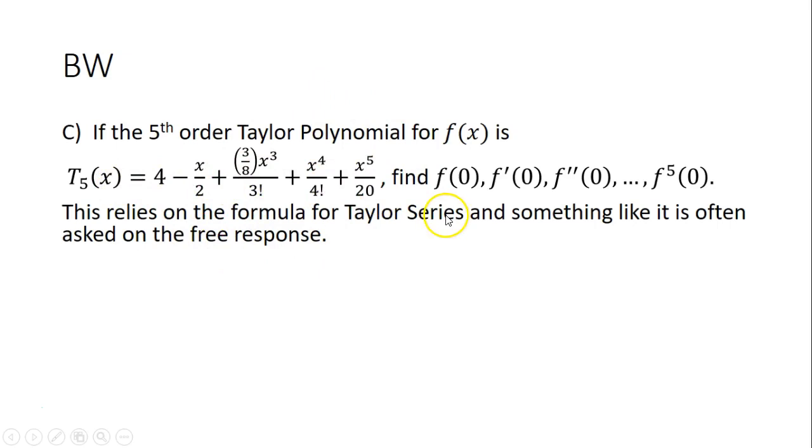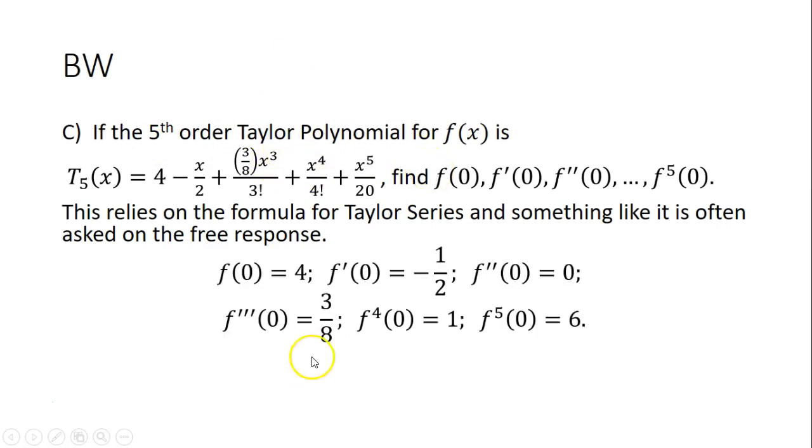They'll have some kind of polynomial and say, what is the fourth derivative of f at 0? And people often are like, well, how the heck do I figure that out? Well, it's just whatever's in front of the x to the fourth over 4 factorial. That's it. So here are the answers I got. We got 4, we got negative 1/2, we have nothing for x squared, then we have 3/8, and then we have 1. Now, the fifth derivative, I think, has to be 6.